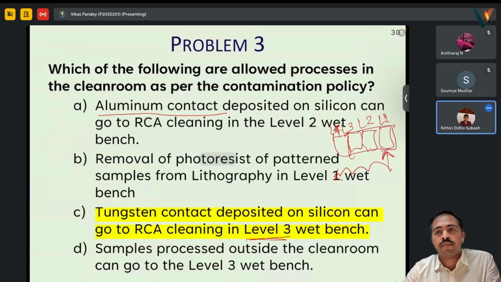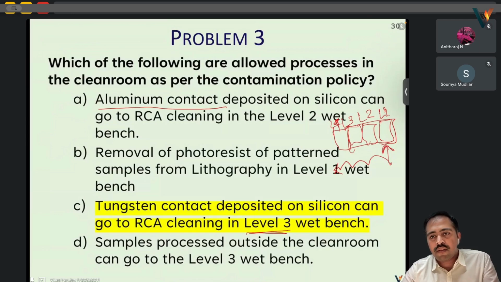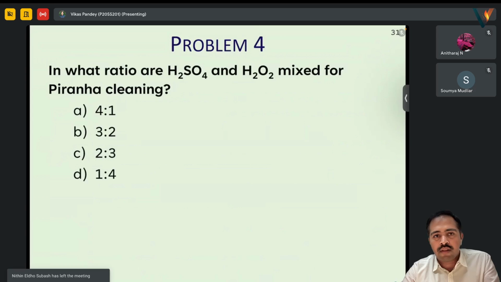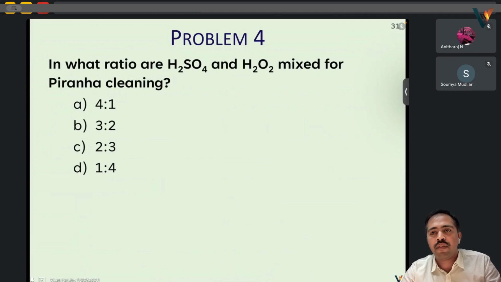So for me, the slide has some network issue, I think. Okay. Seems to be. Yes. Anyone else? Anitraj or Soumya?